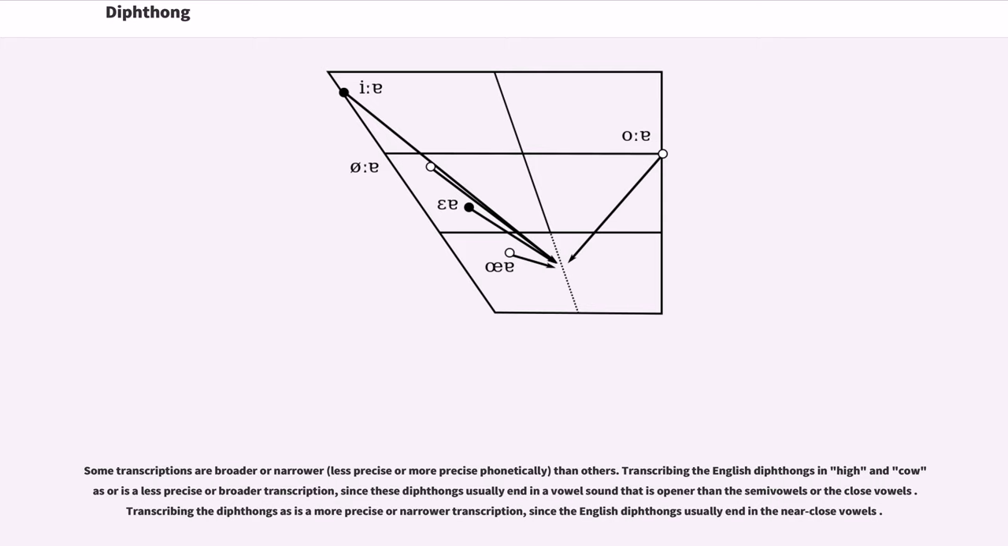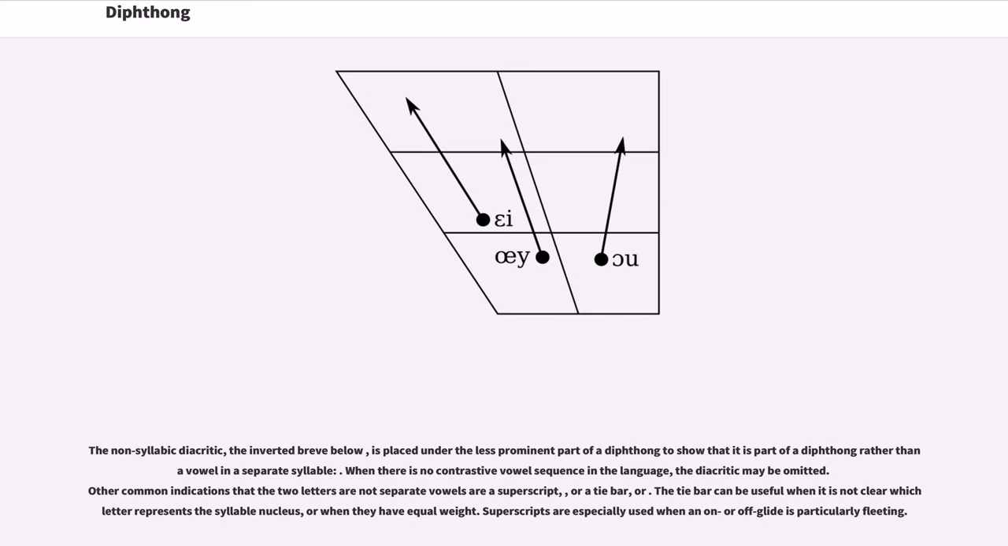Transcribing the English diphthongs in high and cow in one way is a less precise or broader transcription, since these diphthongs usually end in a vowel sound that is opener than the semi-vowels or the close vowels. Transcribing the diphthongs in another way is a more precise or narrower transcription, since the English diphthongs usually end in the near-close vowels. The non-syllabic diacritic, the inverted breve below, is placed under the less prominent part of a diphthong to show that it is part of a diphthong rather than a vowel in a separate syllable.